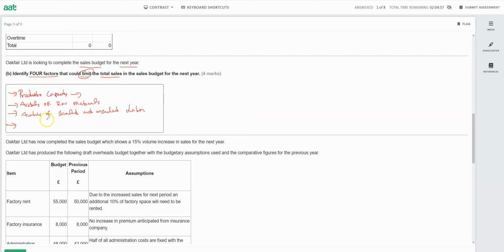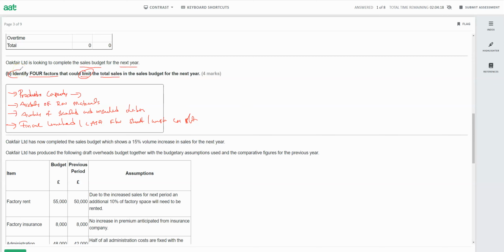And because of the financial limitation, for any reason, we can say cash flow shortage or working capital shortage. Because if we have a shortage of money, we will not be able to fulfill the demand. If you can remember these four factors for any question, you can use them, because it's like a default answer. You don't have to link it with the scenario at all. So we get 4 out of 4 because of the word identify.